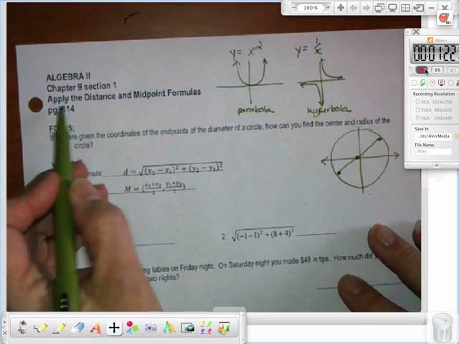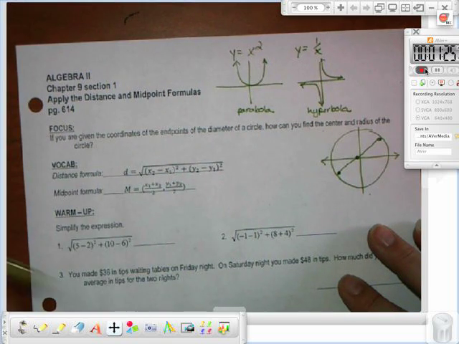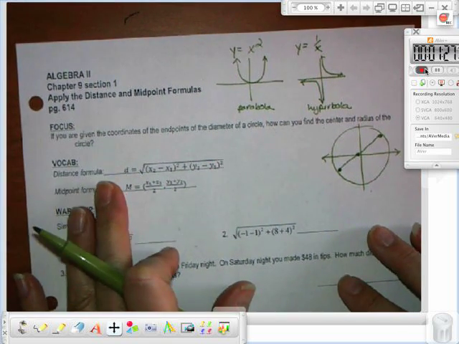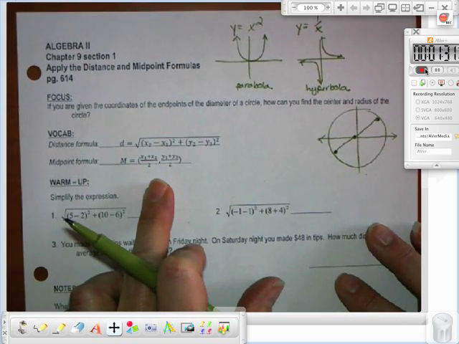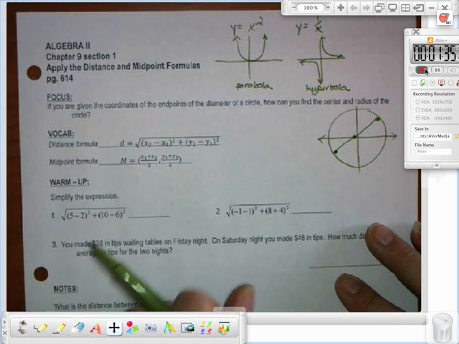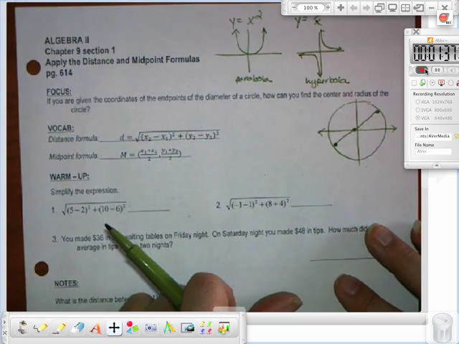Today we're going to apply the distance and midpoint formulas. It starts on page 614. You've worked with the distance formula before, you've worked with the midpoint formula before. That's a lot of what this section is about. So what I'd like for you to do is take just a moment.